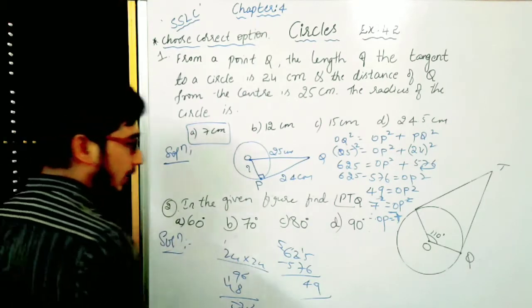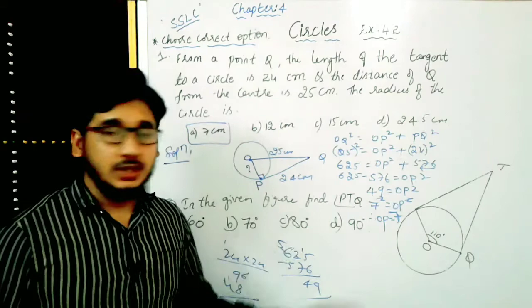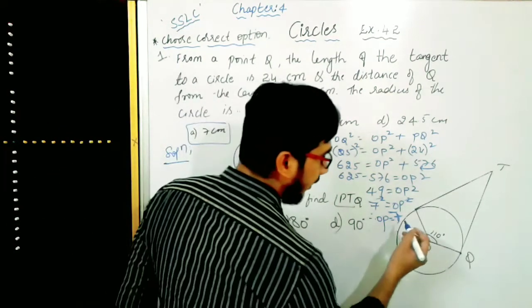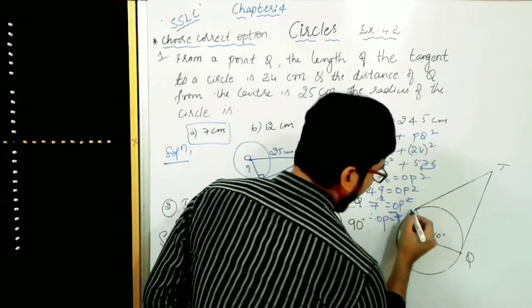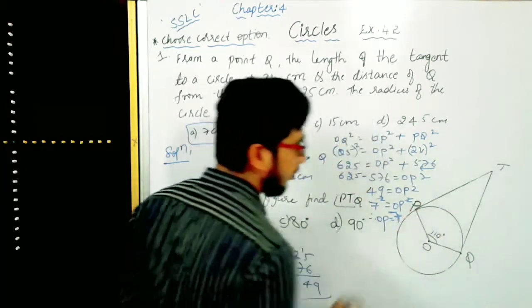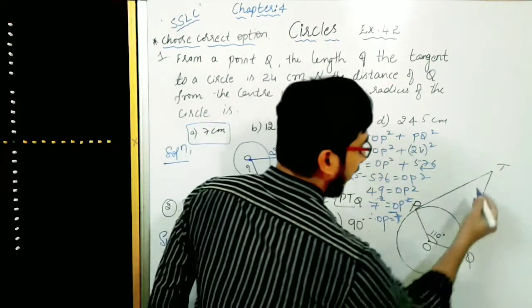Okay, let us go ahead with the next problem. In the given figure, find PTQ. Where? PTQ, this is P, no? This was P. PTQ, I have to find this.